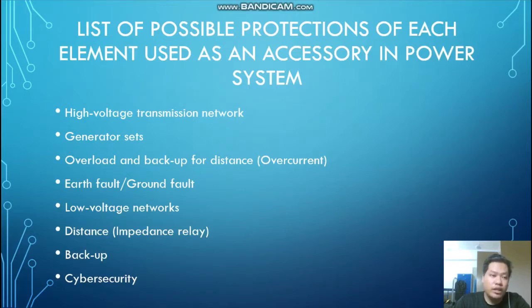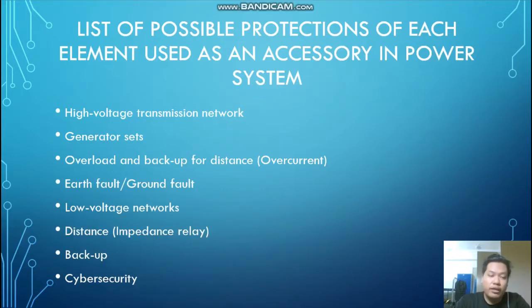The first one is high voltage transmission network protection. Protection on the transmission and distribution system serves two functions: protection of plant and protection of the public, including employees. At basic level, protection disconnects equipment which experiences an overload or a short to earth. The second one is generation sets protection.